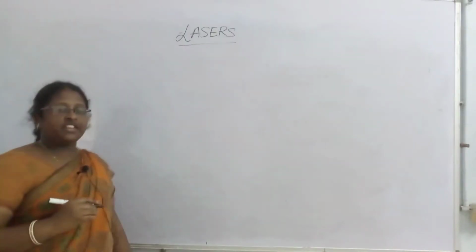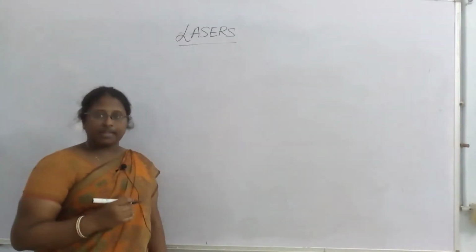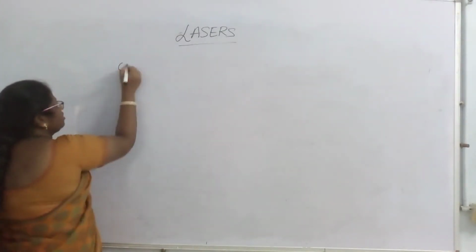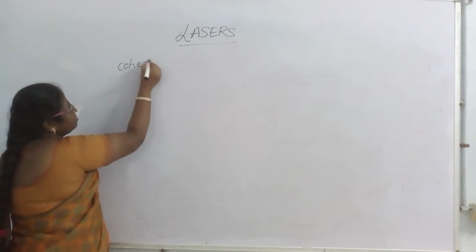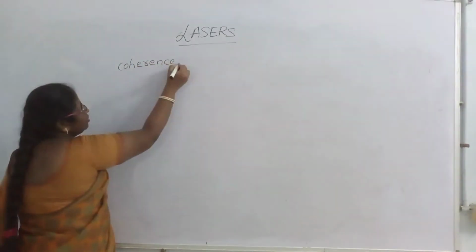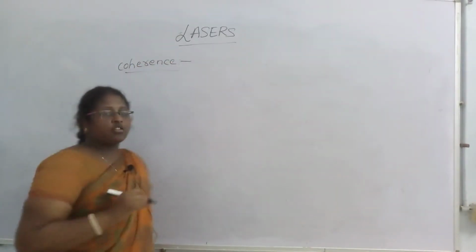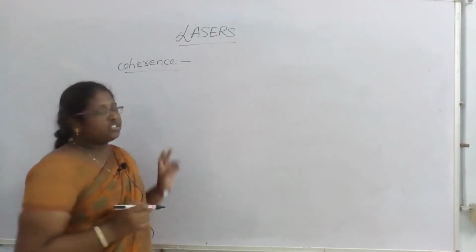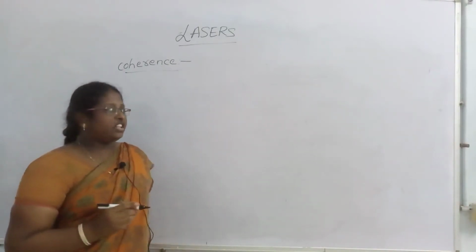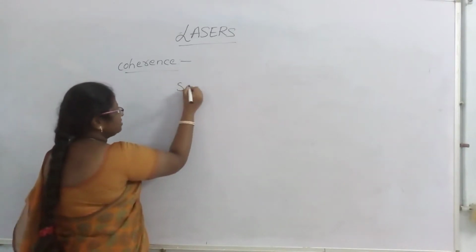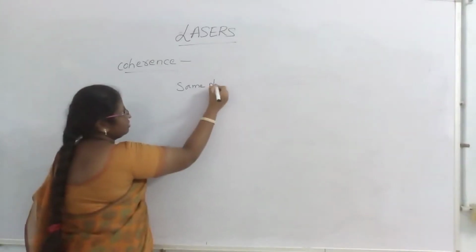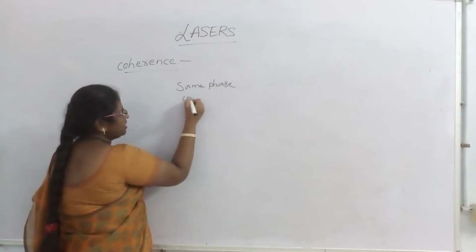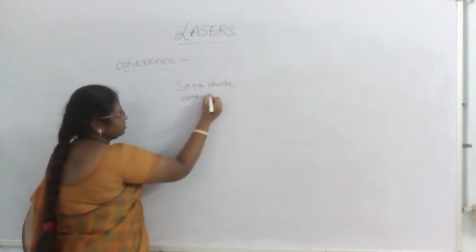Lasers. First we define lasers before we discuss coherence. We know that coherence is between two sources of light. Two coherent sources of light are in the same phase or have a constant phase difference.